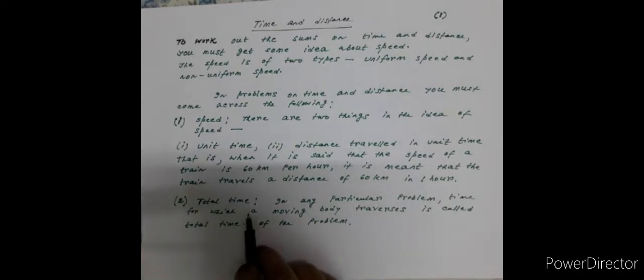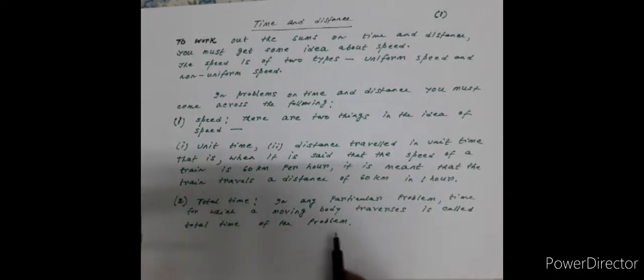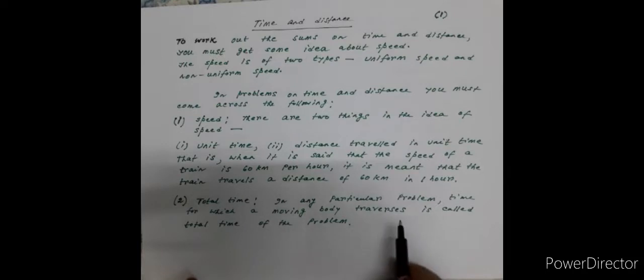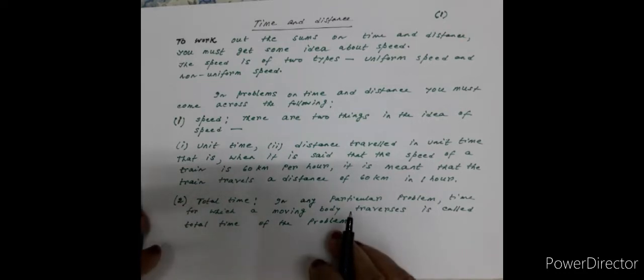Number two, total time. In any particular problem, the time for which a moving body traverses is called the total time of the problem. Got it? Okay.